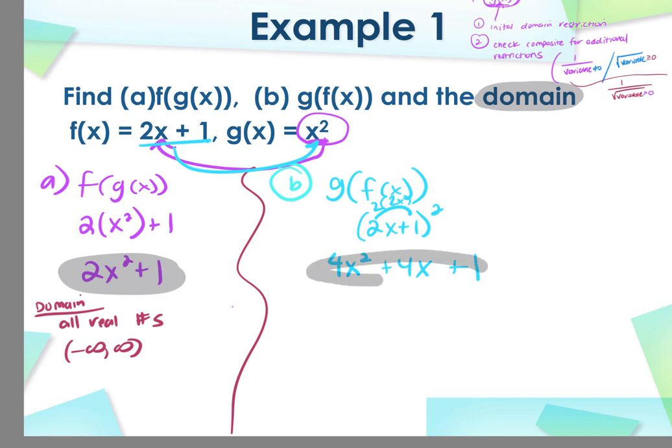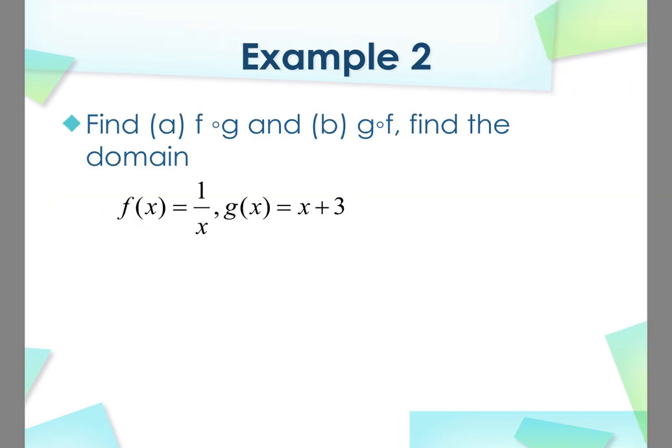And because we did f into g, we go back to the original f and check it for a domain restriction. Is there a domain restriction on f? No. And then we check our composite function. Is there a domain restriction there? No. So my domain, again, all real numbers or negative infinity to positive infinity. Questions on that one? Okay, example 2. So now you're finding f of g and then g of f and domain again.